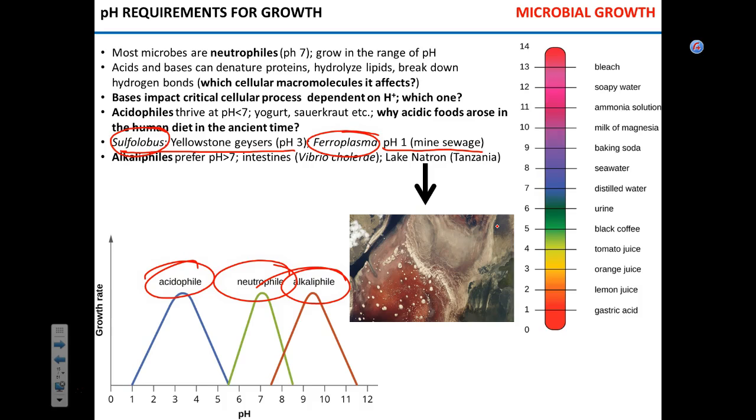It's 100 times more acidic than your stomach content. It grows in the mine sewage. The copper mines have acidic runoff, and this microbe grows in this runoff. If you put it at the normal pH, it dies. It becomes all wrinkly and dies right away. It cannot survive at normal pH.